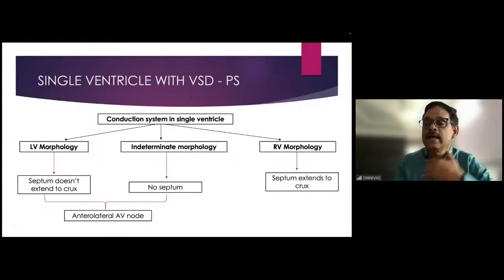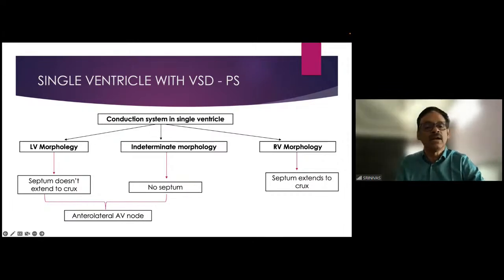Now, another important example of VSD-PS is single ventricle, and single ventricle is a broad term which has different subgroups. So we need to know the conduction system in single ventricle will vary depending upon the subgroup. There can be LV morphology of single ventricle, indeterminate morphology, and RV morphology. In single ventricle of LV morphology and indeterminate morphology, the septum does not extend to the crux. In the indeterminate morphology, single ventricle is the true single ventricle where there is no septum at all. So there is no question of any septum reaching the crux.